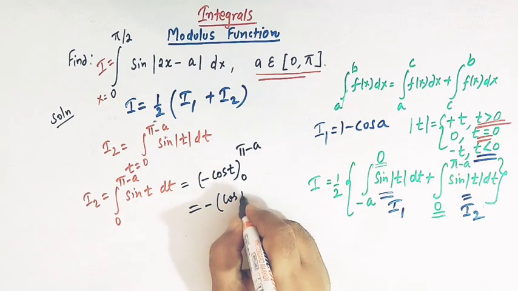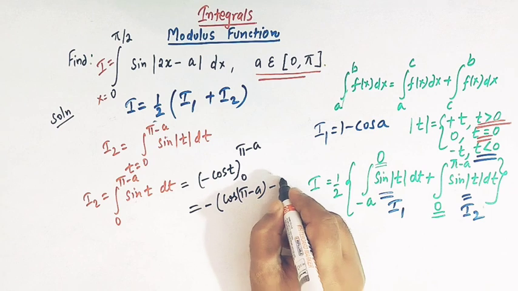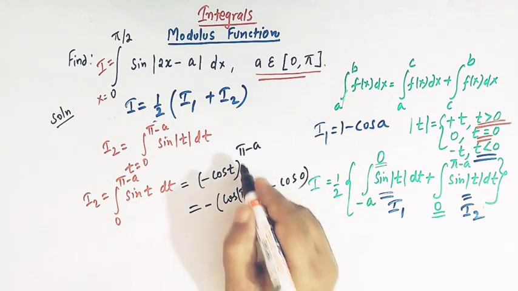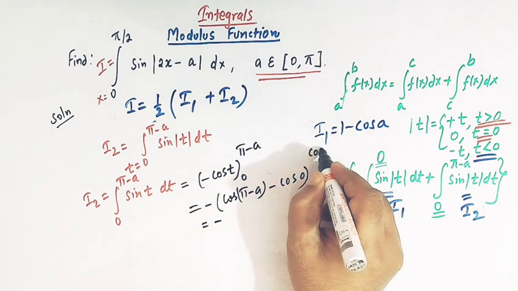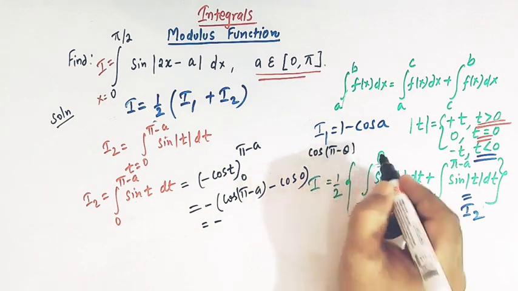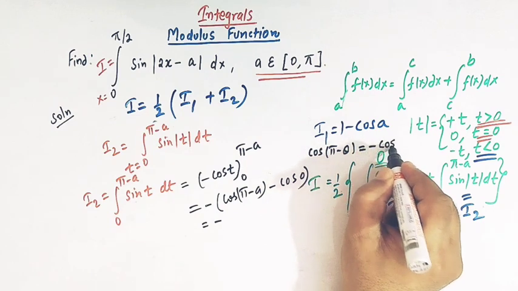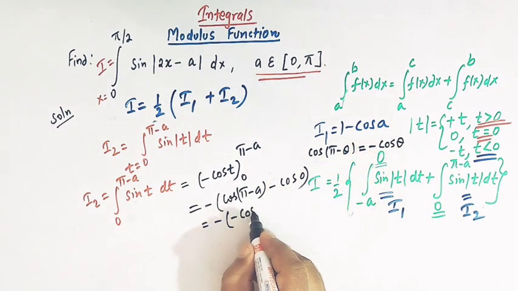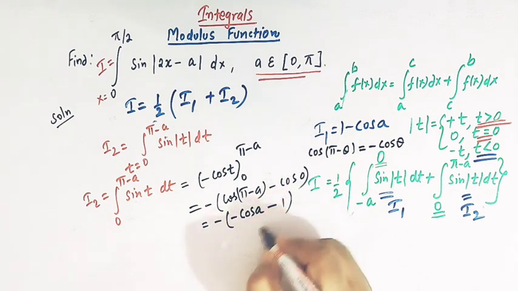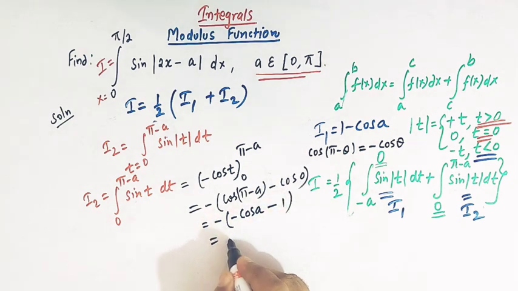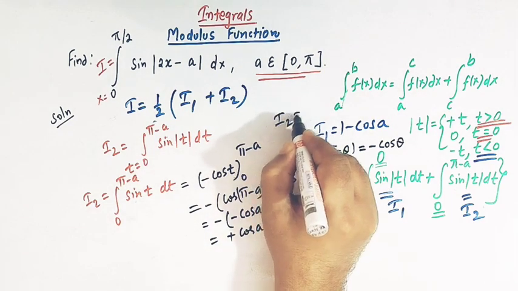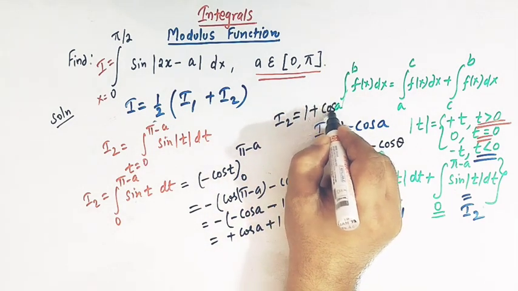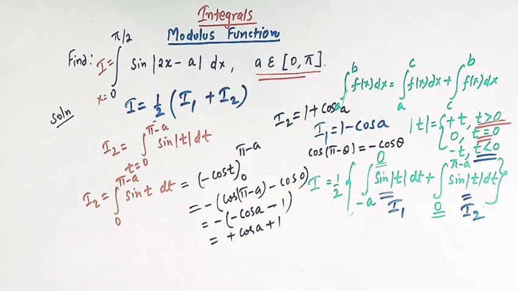We have cos of pi minus a, and then we have cos of 0, right? Substituting the limits and taking the difference. Now from trigonometry, we know that cos of pi minus theta is equal to negative of cos theta, right? So we have minus cos of a, and cos 0 is 1, right? So minus minus becomes plus here. Similarly here also we have plus 1, right? So the value of I2 is 1 plus cos of a, right?